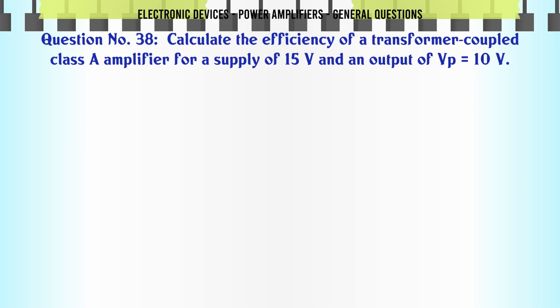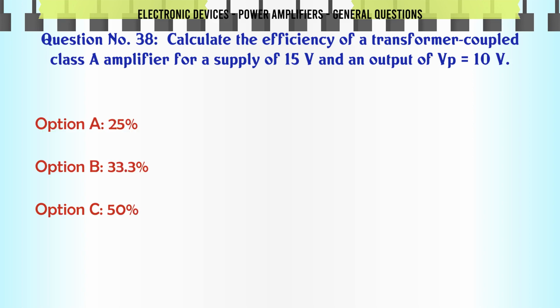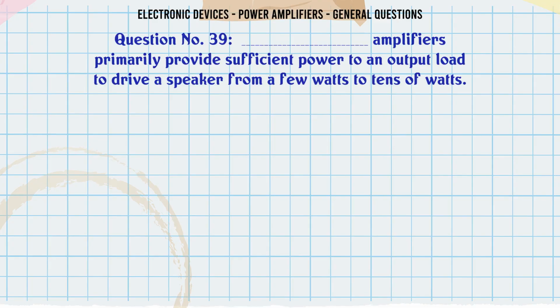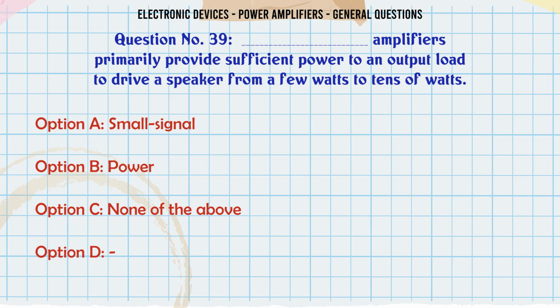Calculate the efficiency of a transformer-coupled Class A amplifier for a supply of 15 V and an output of Vp of 10 V. A: 25, B: 33.3, C: 50, D: 78.5. The correct answer is 33.3.